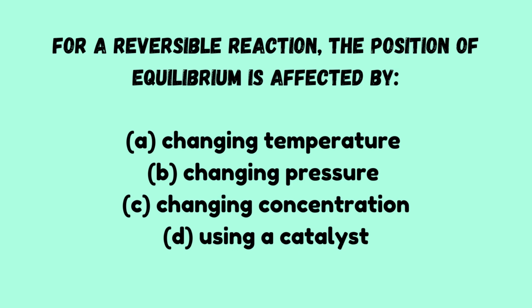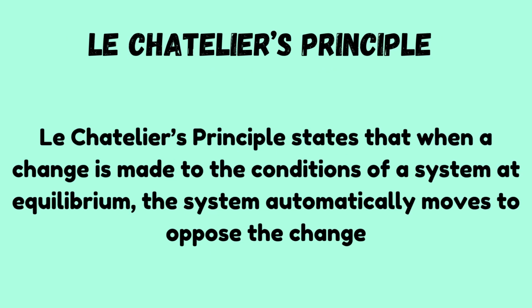For a reversible reaction, the position of equilibrium is affected by changing temperature, changing pressure, changing concentration, and using a catalyst. And this can be understood more clearly by Le Chatelier's principle. Le Chatelier's principle states that when a change is made to the conditions of a system at equilibrium, the system automatically moves to oppose the change.